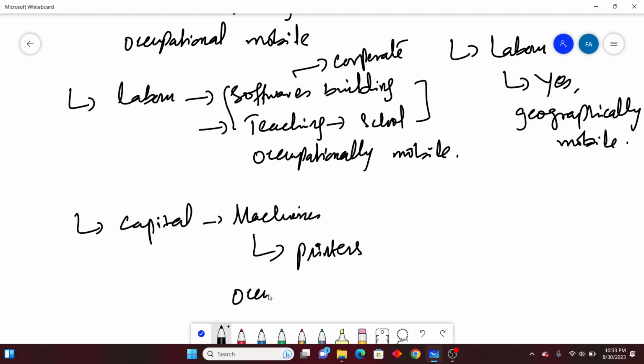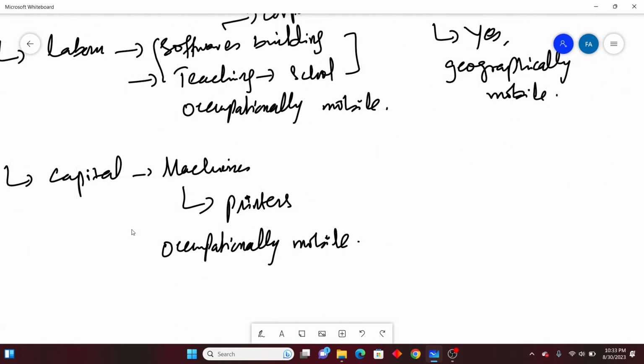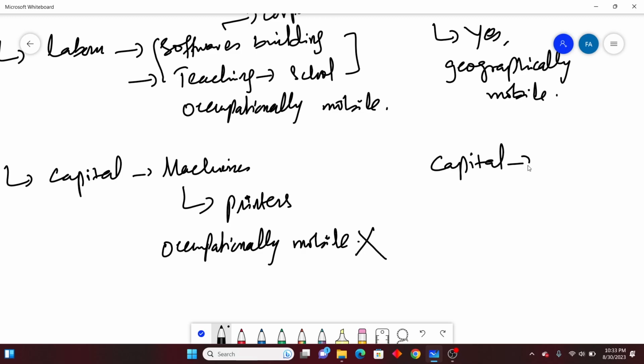But again, we cannot say that capital is occupationally mobile, because we cannot establish again and again that things can be switched from one place to another. That's not possible. So we cannot say it is occupationally mobile, because certain machines are fixed. It all depends on the question you are attempting to answer. But if you talk about capital as geographically mobile, yes, capital is geographically mobile, depending on the machine.